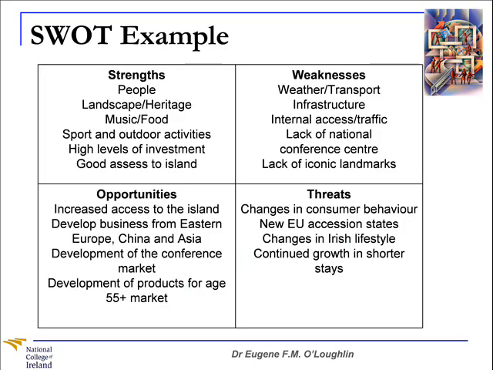Now here's an example. I hope you're able to read this text that's here. This example comes from a Business 2000 case study available online. It's an analysis of Tourism Ireland marketing plan, and it's adapted from Marketing the Ireland Experience. Tourism Ireland conducted a SWOT analysis of tourism in Ireland in 2000, and this is what they came up with. So they've identified several strengths such as the people, landscape, music and food, and access to the island of Ireland. Weaknesses they identified were things like infrastructure, lack of internal access and traffic, lack of a national conference centre, and lack of iconic landmarks.